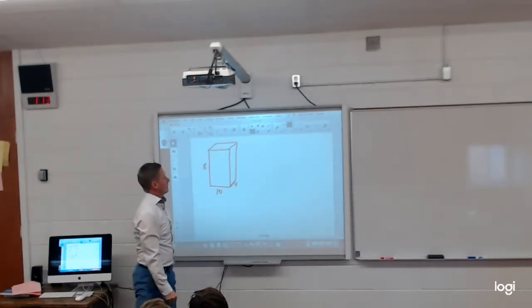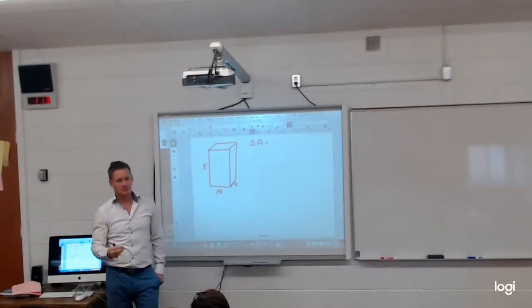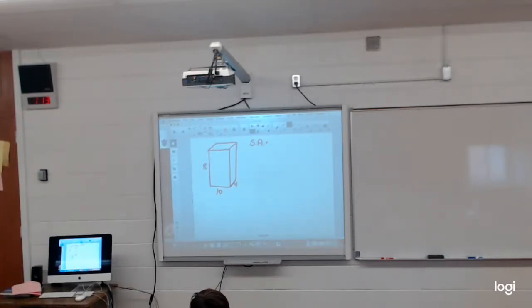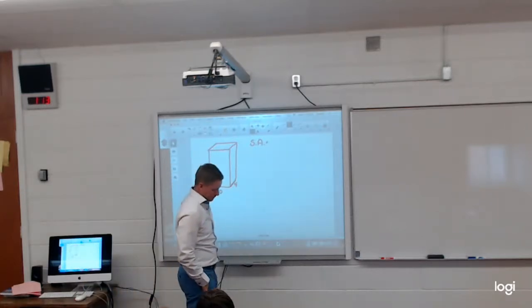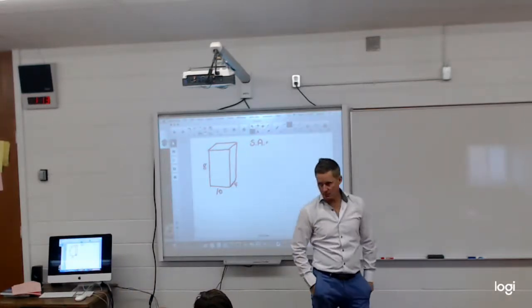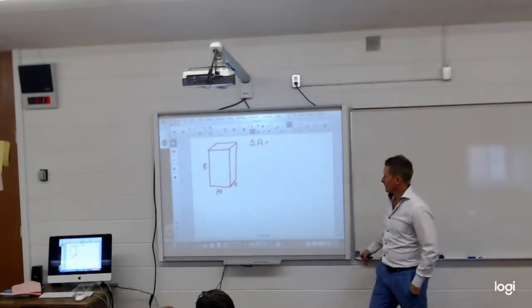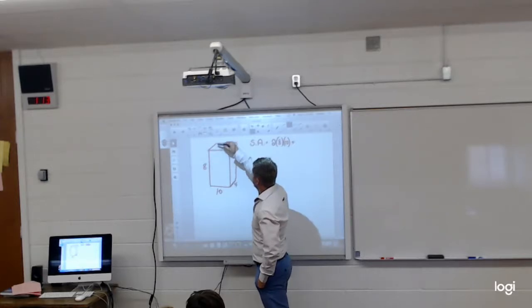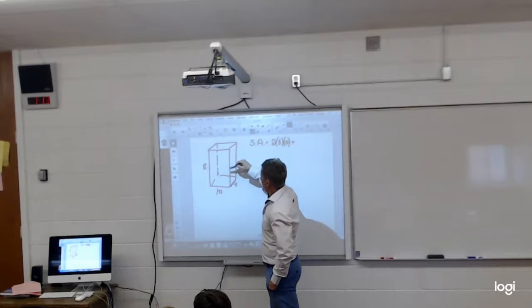I want to find the surface area of this guy. Length times width times height. If I remember correctly from last year, there are two of the same on every side. So there are two sides that have an area of 8 times 10, so 80. So 2 times 8 times 10 is the area of the front face and the back face.